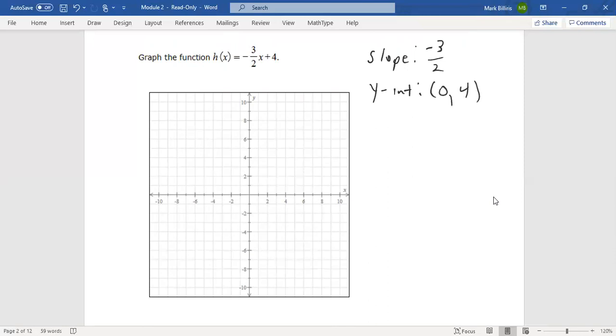So on our y-axis, at our y-intercept, we plot our first point, which is positive 4. And our slope has a change in the rise of negative 3 and the change in the run of positive 2. So from our starting point, we go down 3 units since the numerator is negative, and to the right 2 since our denominator is positive. And again, we just connect these 2 points with a straight line.